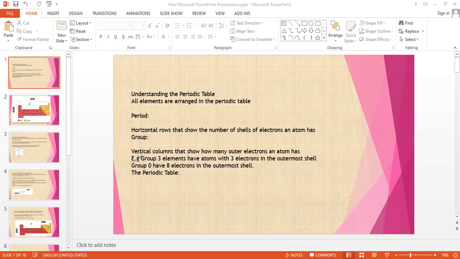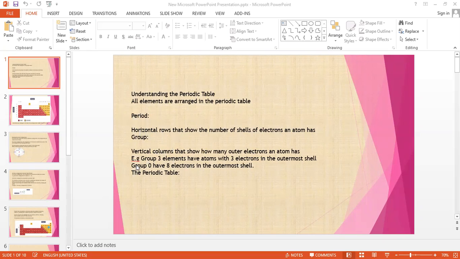You know, vertical column and horizontal row, there are two different terms. A vertical column shows how many outer electrons an atom has, which is known as the group, and horizontal rows show the number of shells of electrons an atom has, which is known as the period. Do you understand, Mr. Nishan? Period and group, do you understand?